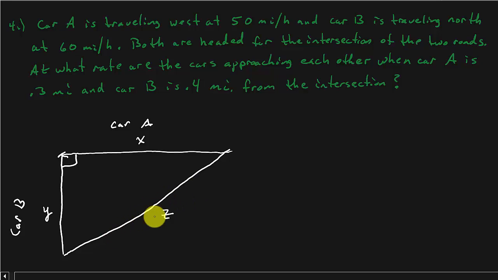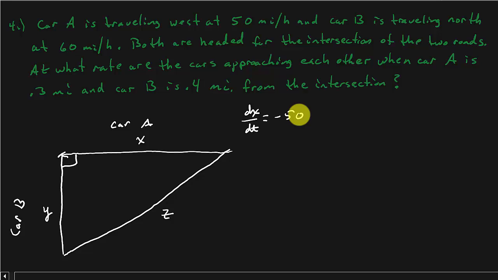Okay. All right. So now let's write down what we're given, what we're wanting to find. It says car A is traveling west at 50 miles an hour. So we're traveling this way at 50 miles an hour. So that's how X is changing, right? That's the change in X, 50 miles an hour. So we know dx/dt is equal to what?